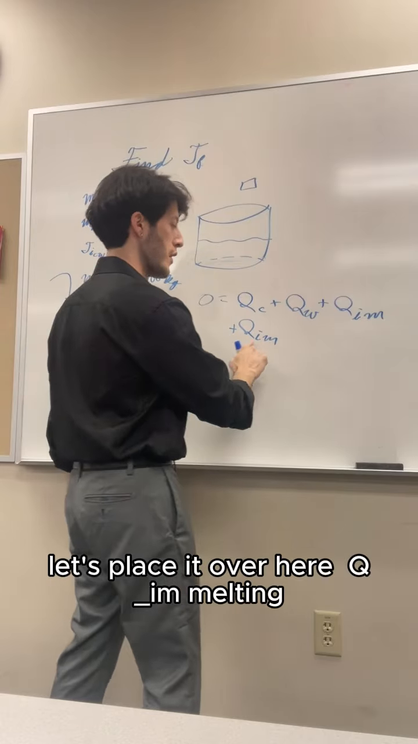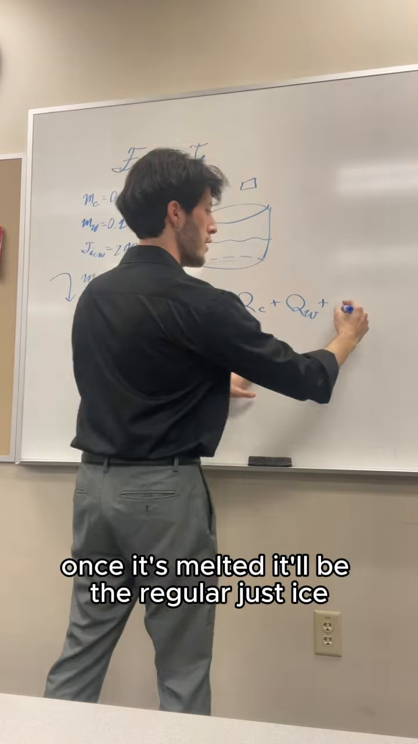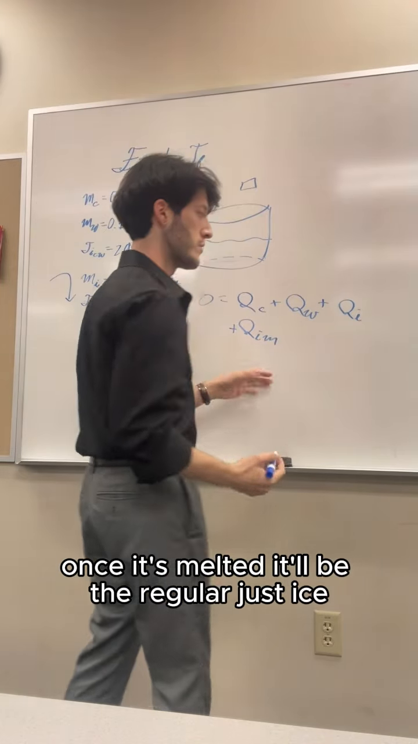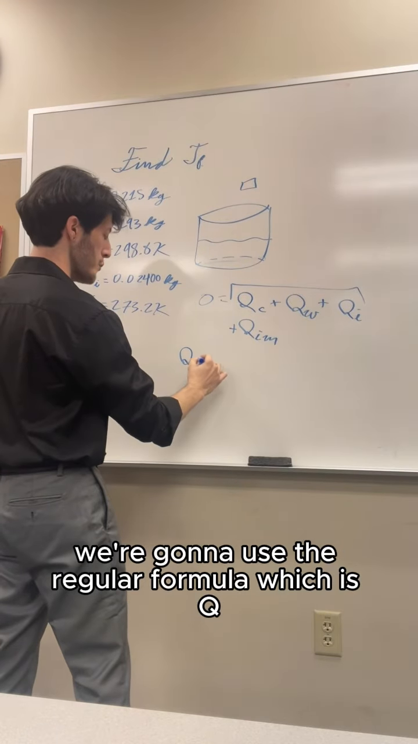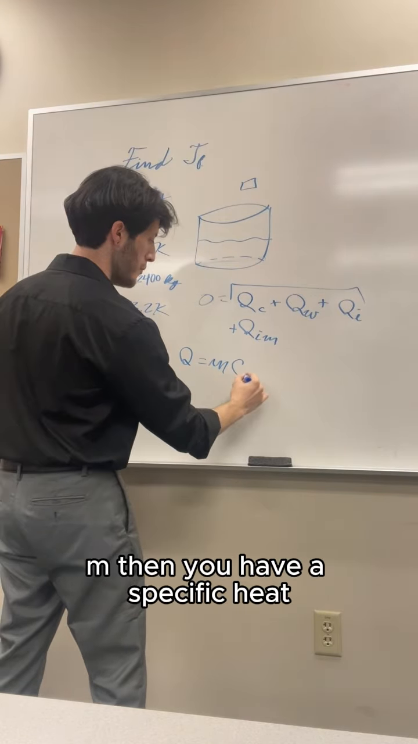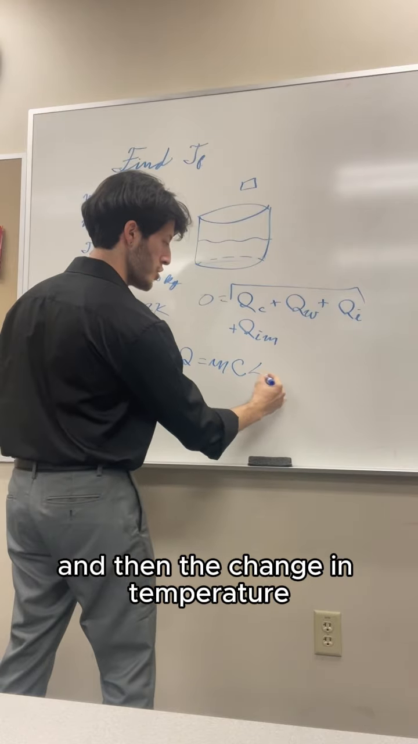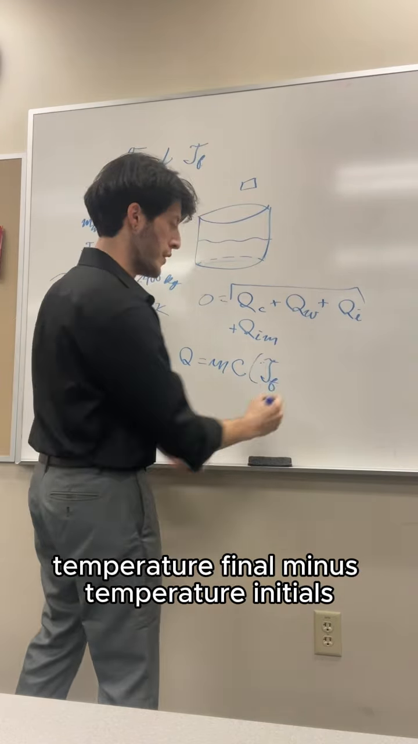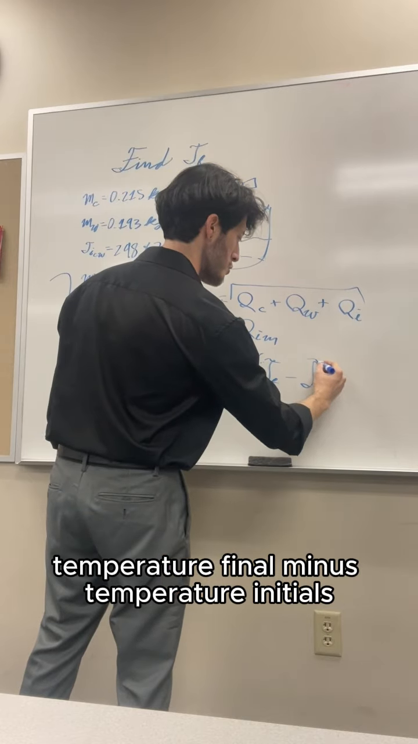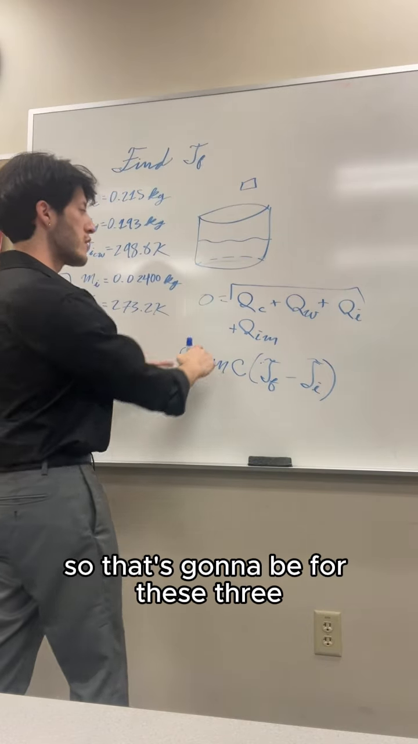So we'll say Qm for melting. Let's place it over here. Qm is melting. Once it's melted, it'll just be water. Now for these 3 right here, we're going to use the regular formula, which is Q equals m, then you have a specific heat, and then the change in temperature, which can actually be broken into temperature final minus temperature initial, which are all given here. So that's going to be for these 3.